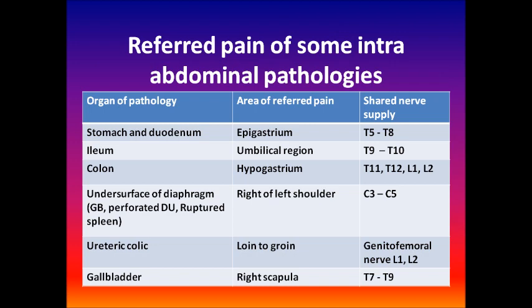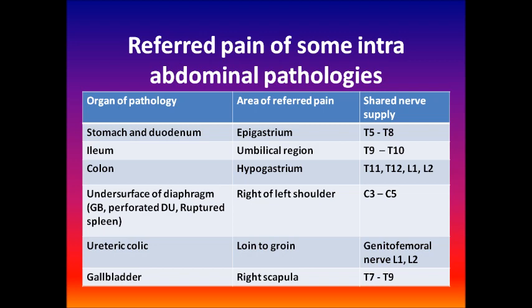Referred pain indicates the origin of pain and the presentation of pain. They are different because there is a common shared nerve supply between these two areas. If you look at certain examples, the stomach and duodenum present as pain in the epigastrium because they have a shared nerve supply with T5 to T8. Ileum causes pain in the umbilical region because of the nerve supply T9 and T10. The colon presents as pain in the hypogastrium because it has a shared nerve supply of T11, T12, L1 and L2.